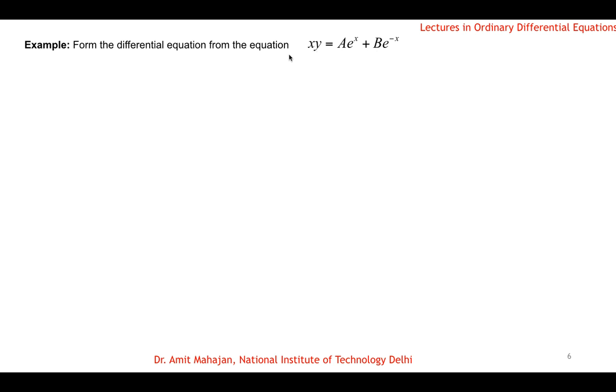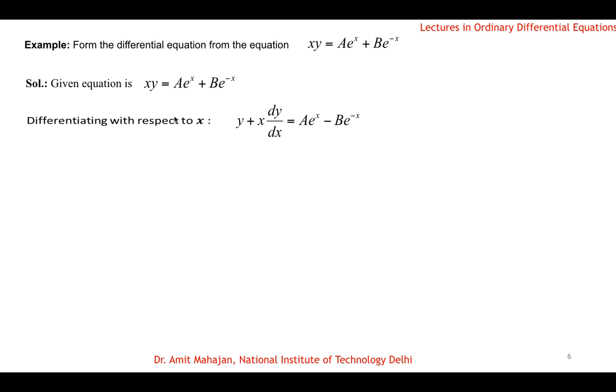We have to differentiate this equation two times. Given this equation, differentiate it one time with respect to x. Apply the product rule on the left hand side, y times derivative of x plus x times derivative of y. On the right hand side, a e power x and minus b e power minus x.